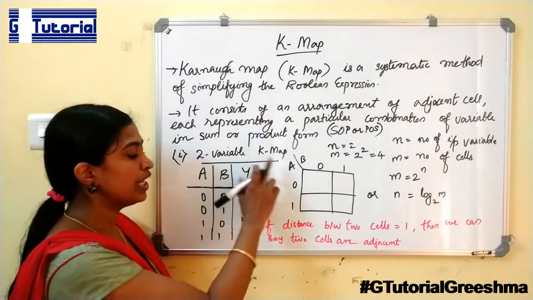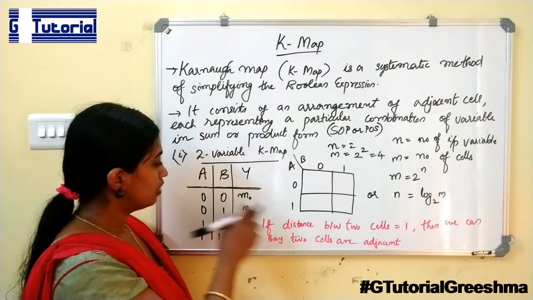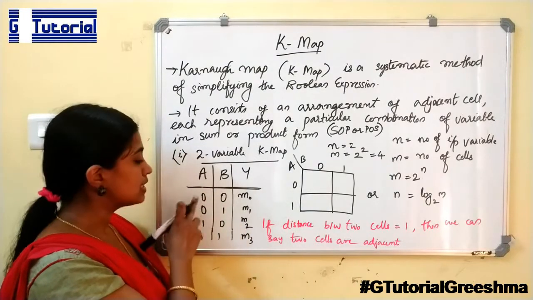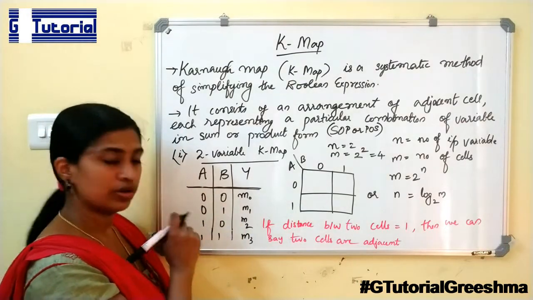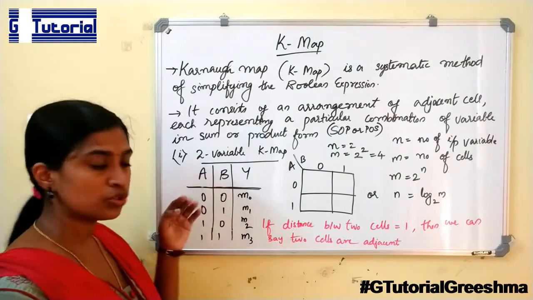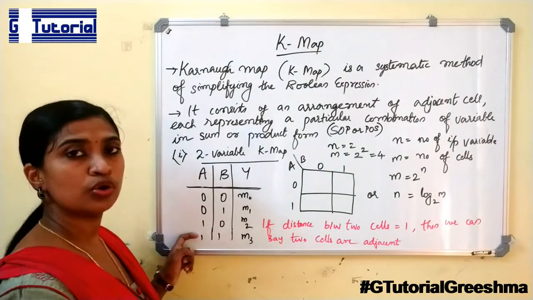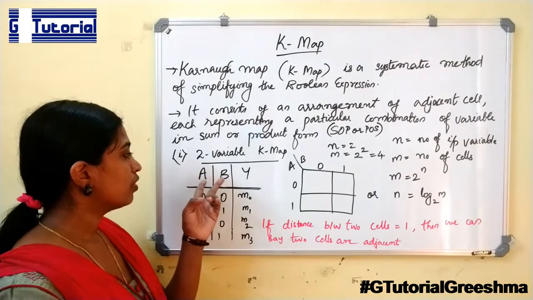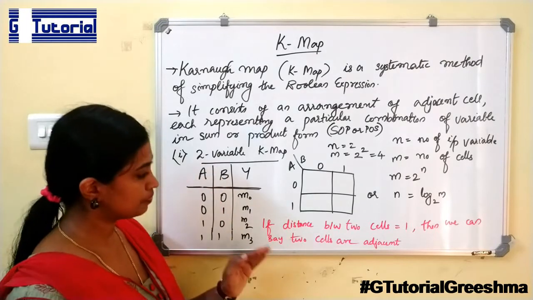This is the 2 variable K-map. The possible input combinations are 00, 01, 10, 11. So we need 4 cells to represent these 4 input combinations of the variables A and B.